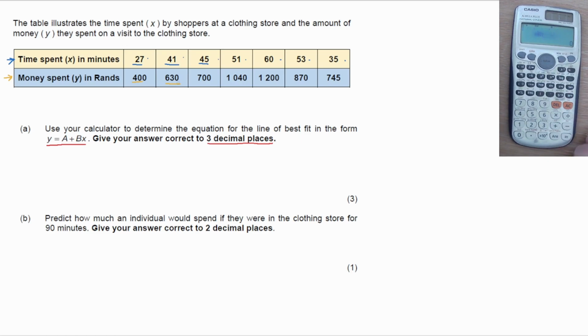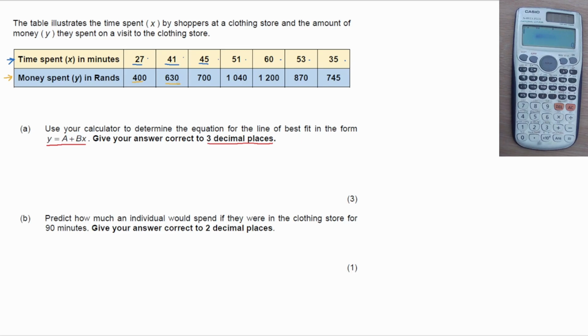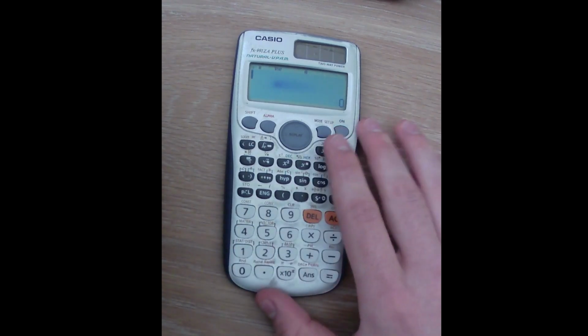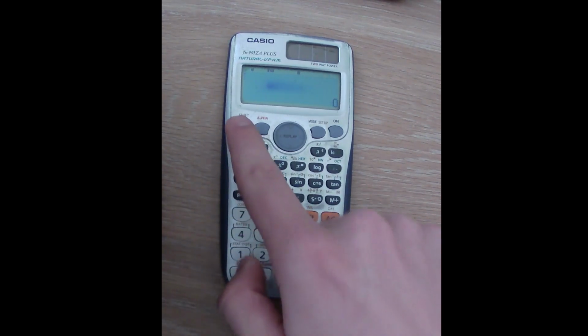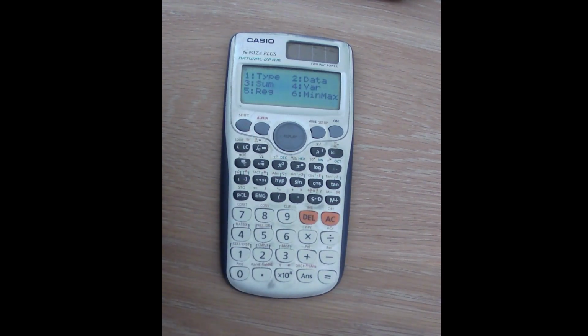Now we can press AC, and you'll see we're still in stat mode. If we look at the question, we need to put it in this format, because we need the line of best fit, Y equals A plus BX. If you look at the calculator again, at the bottom left in yellow, we have stat slash dist. We're going to use this to get some extra features out of our stats mode. Since it's in yellow, we press the yellow shift, then stat, then 1, and here we go.